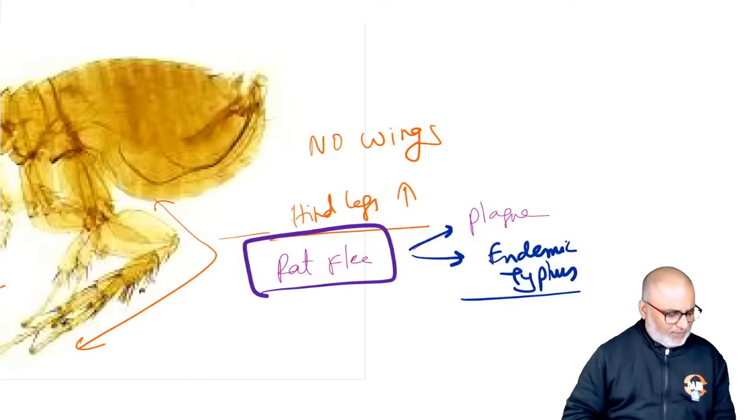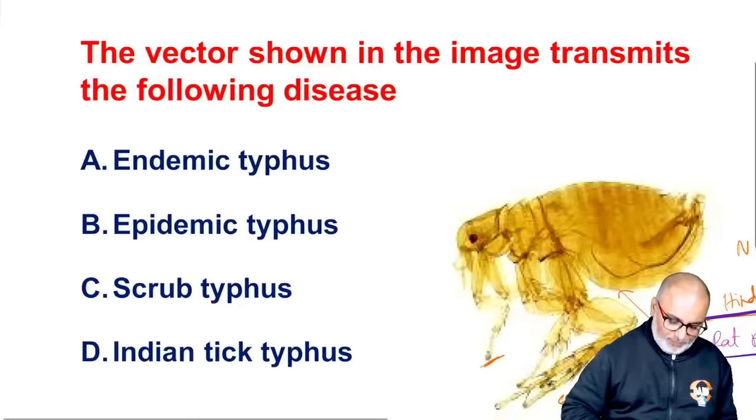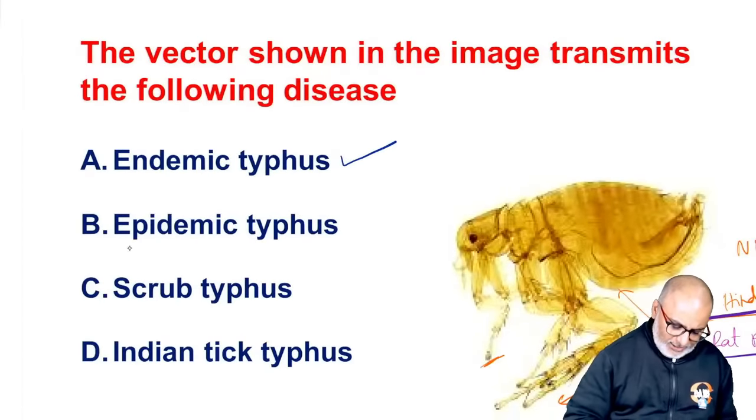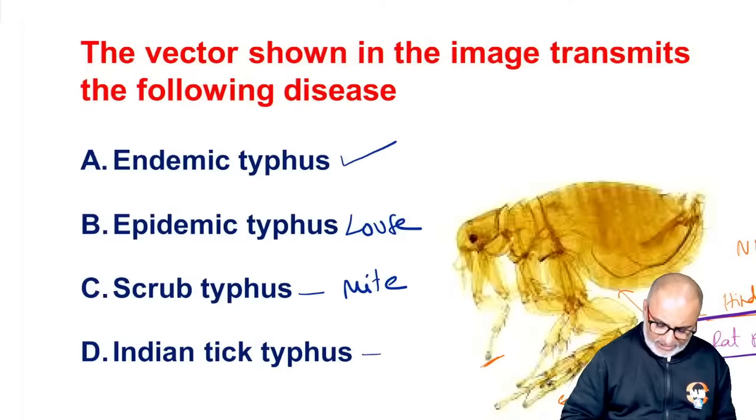Vector for endemic typhus and plague. This is very common: rat flea. So endemic typhus, the vector is rat flea. Epidemic typhus, vector is louse. Scrub typhus, vector is trombiculid mite. And Indian tick typhus, vector is tick.